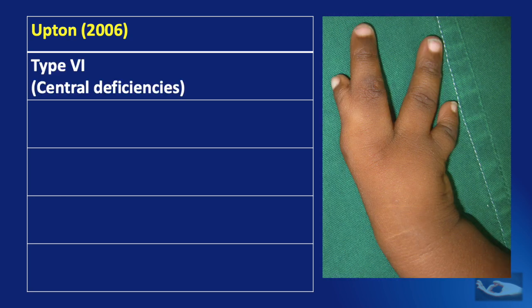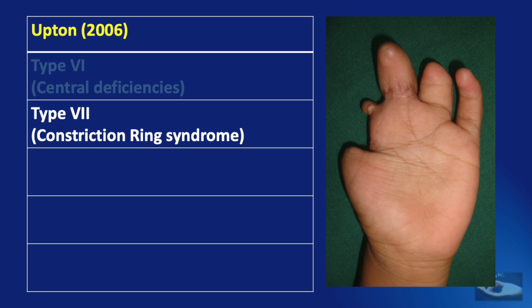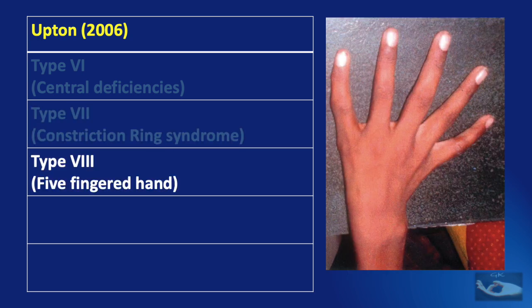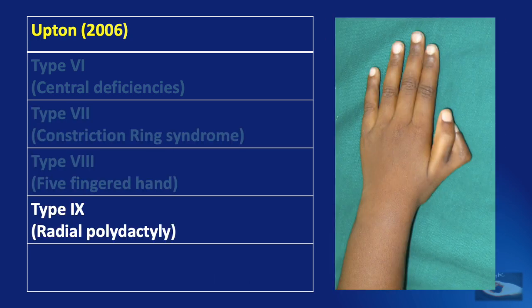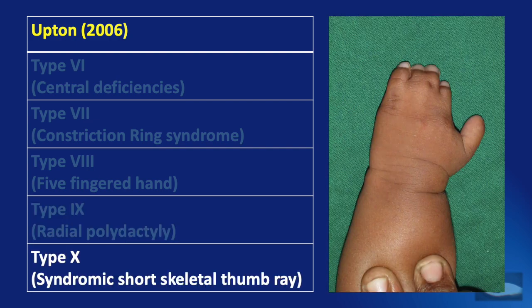Upton noticed that the thumb was hypoplastic in many other conditions also apart from radial longitudinal deficiency. So he added a few categories: type 6 where the hypoplastic thumb is seen in central deficiencies, type 7 constriction ring syndrome, type 8 the 5-fingered hand, type 9 radial polydactyly, and type 10 syndromic short skeletal thumb ray.